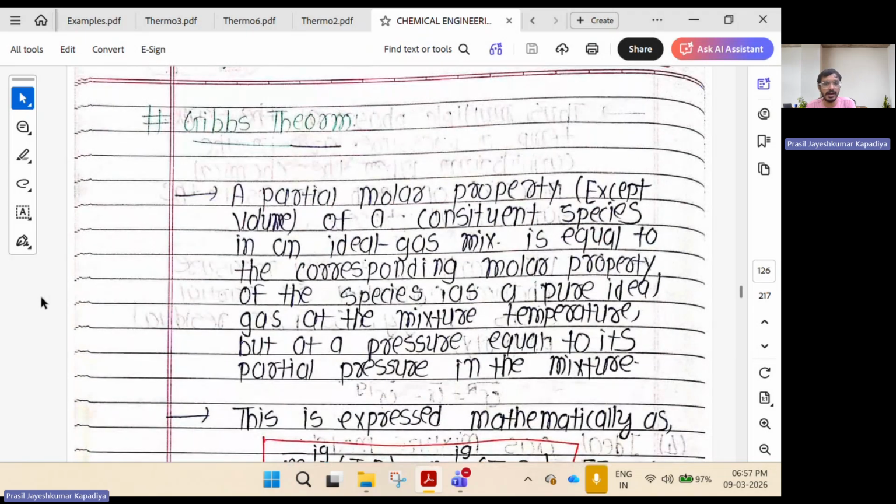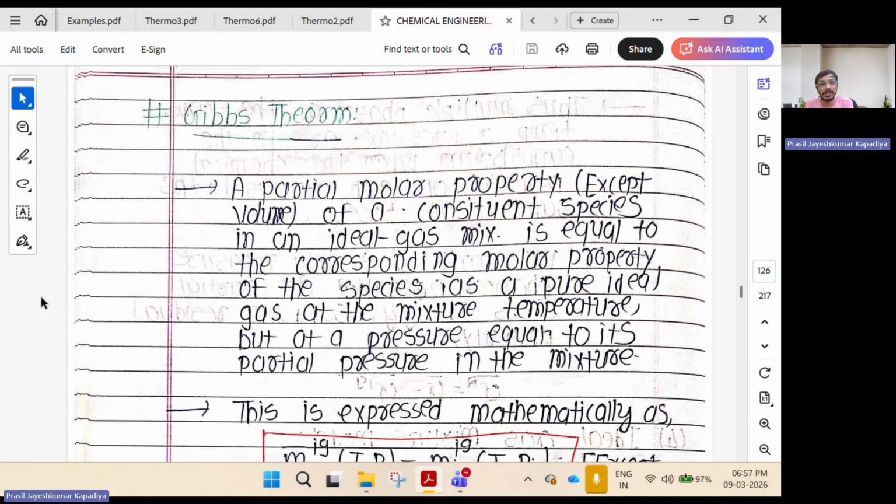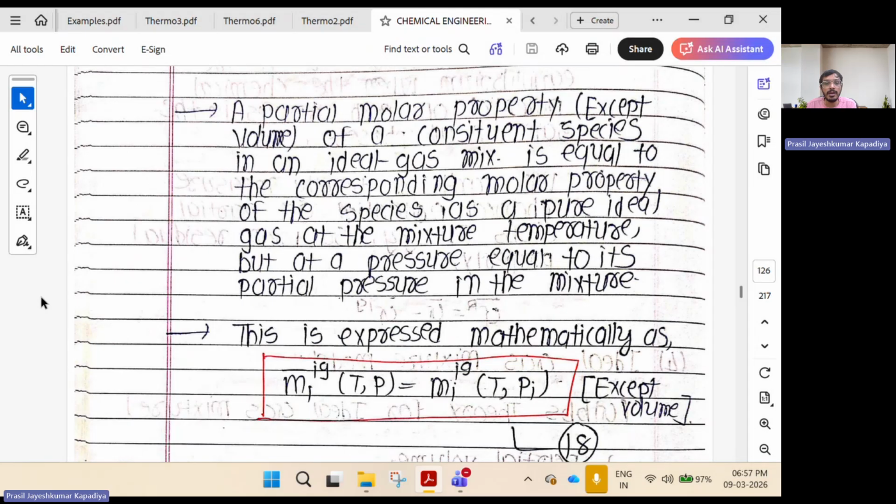So Gibbs theorem says that a partial molar property, except volume, of a constituent species in an ideal gas mixture is equal to the corresponding molar property of the species as a pure ideal gas at the mixture temperature, but at a pressure equal to its partial pressure in the mixture. So let's try to understand this first.